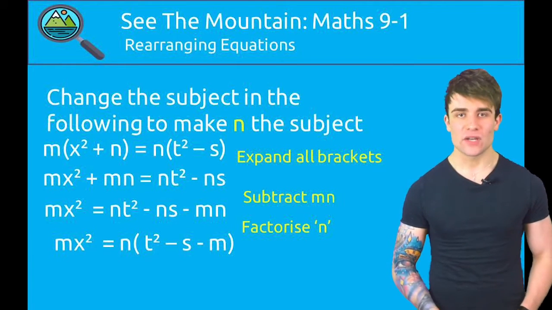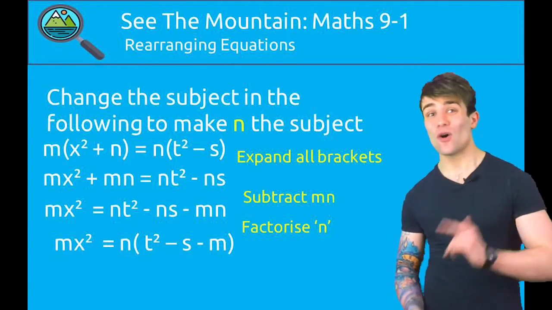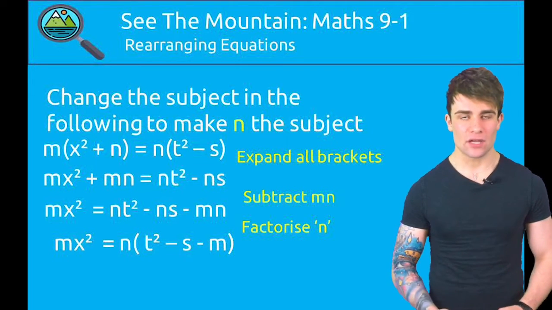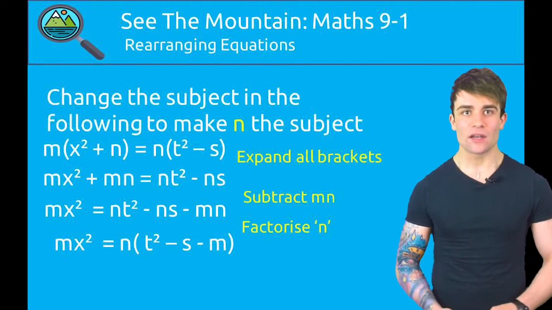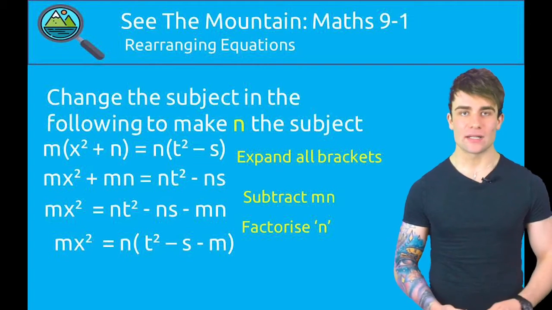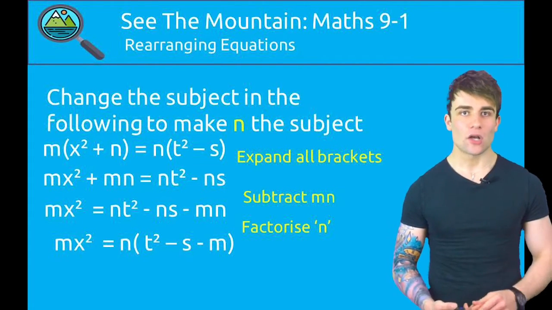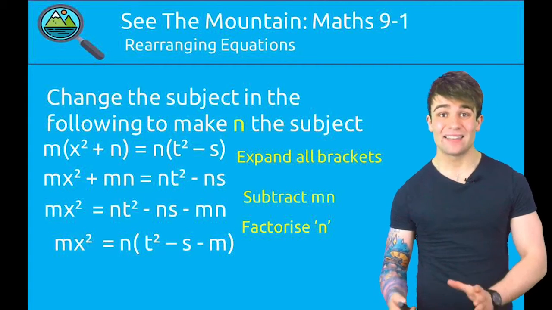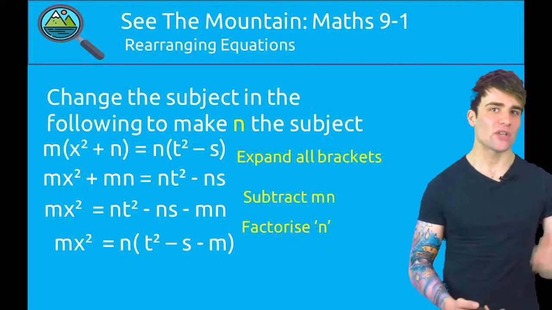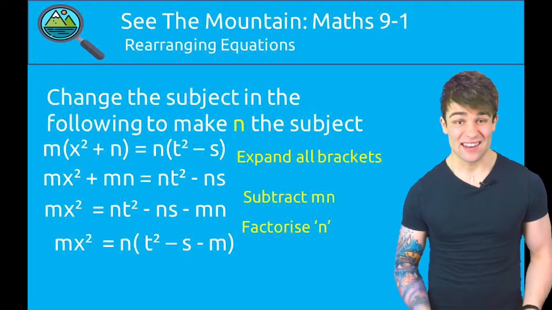We're going to factorize the right-hand side. That simply means taking all the n's out of the right-hand side of the equation. mx squared equals n, open bracket, t squared minus s minus m, close bracket. And the way I like to think about that is that all those things inside the bracket originally had the n in front of them. By taking the n outside the bracket, then they no longer have the n next to them.